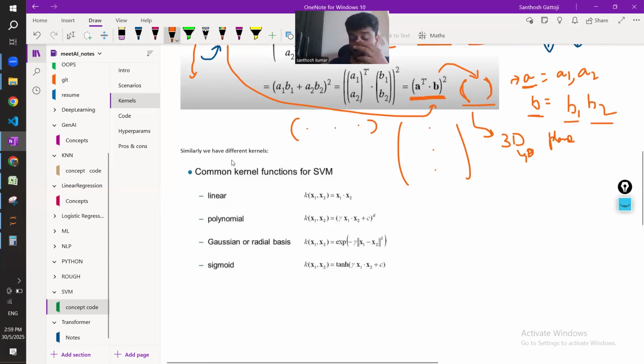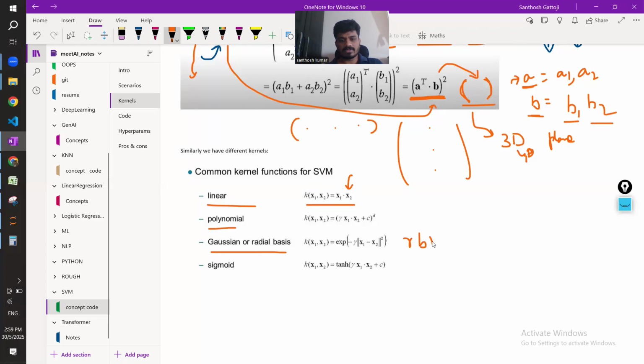Usually there are many types of kernels, but the most common are four, which you will come across. One is linear, and its corresponding equation is x1 into x2. That means we are not doing any transformation at all. Whatever values we give, it's just doing the dot product, so it's called simple linear. Next you have polynomial, Gaussian, which is also called RBF, radial basis function, and sigmoid.